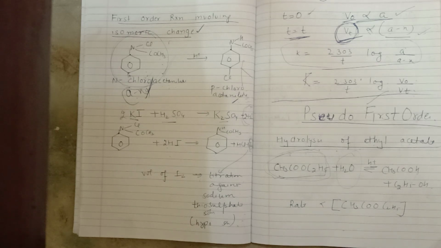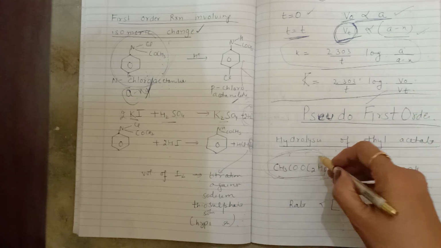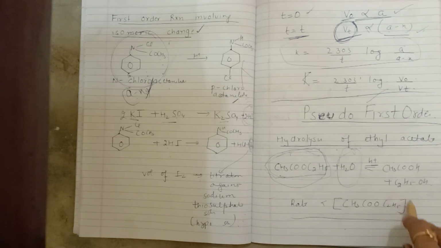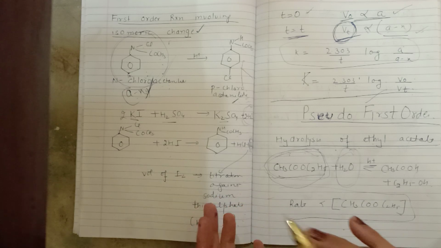It will not vary with time, so its concentration is constant. So my rate will depend only upon the concentration of ethyl acetate. That's why it is a first order reaction. It follows first order kinetics because the concentration of water is almost constant, because it has been taken in excess.